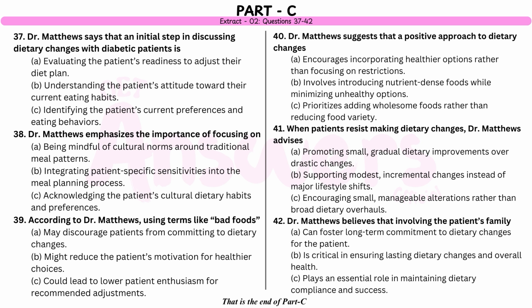When it comes to diabetes management, I often tie dietary changes to tangible health outcomes. For example, explaining how reducing sugar intake can help stabilize blood glucose levels and prevent long-term complications like neuropathy or cardiovascular issues can motivate patients to take action. By framing the conversation around improving quality of life rather than focusing solely on weight or restrictions, patients are more likely to feel empowered to make sustainable changes.